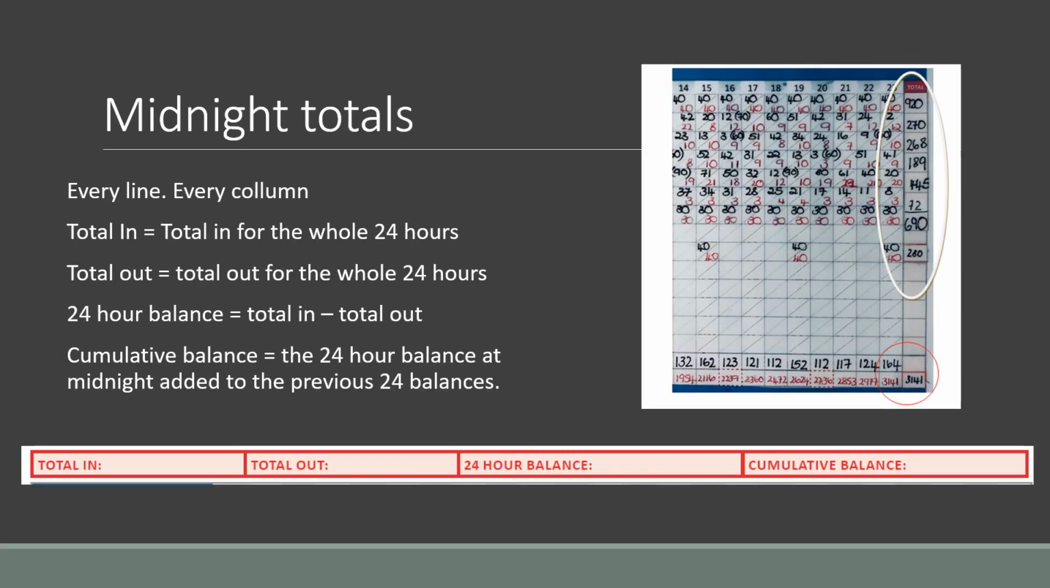Again, importance of midnight fluid balance calculations. We also calculate every line and every column of total in, total out, 24-hour balance and cumulative balance. Again, incredibly important. The reason that we do every line and every column is because it picks up calculation errors, and unfortunately, tired, busy nurses do make mistakes. Sometimes there can be litres of fluid out of the fluid balance, and this is just another way of making sure that what's documented is true.